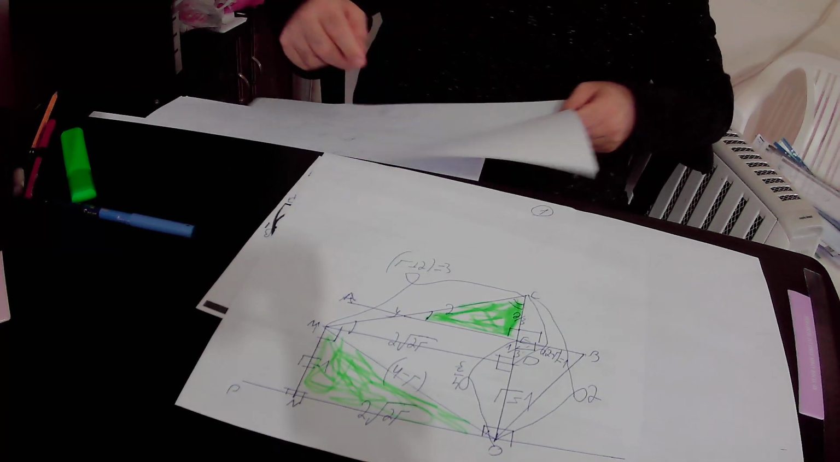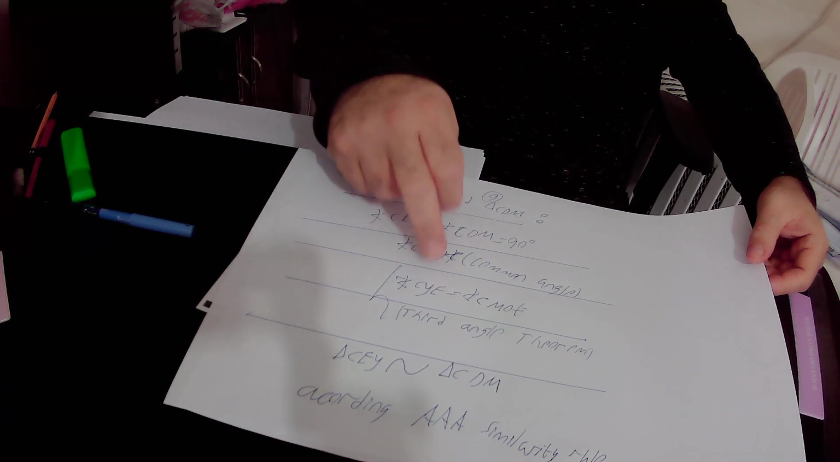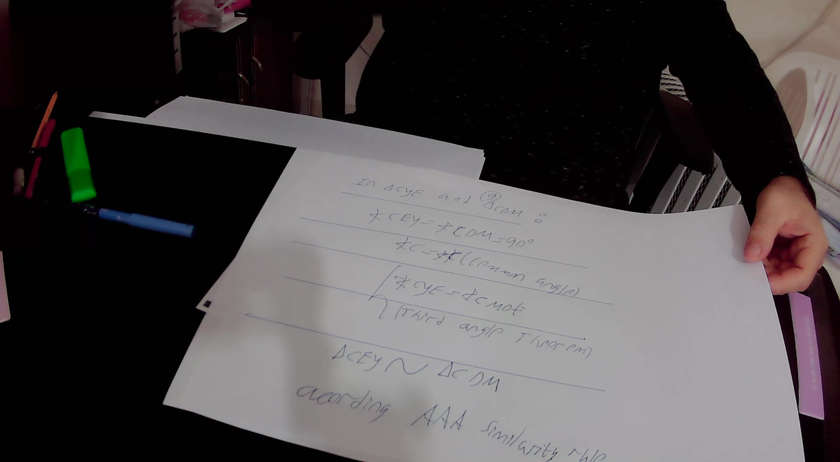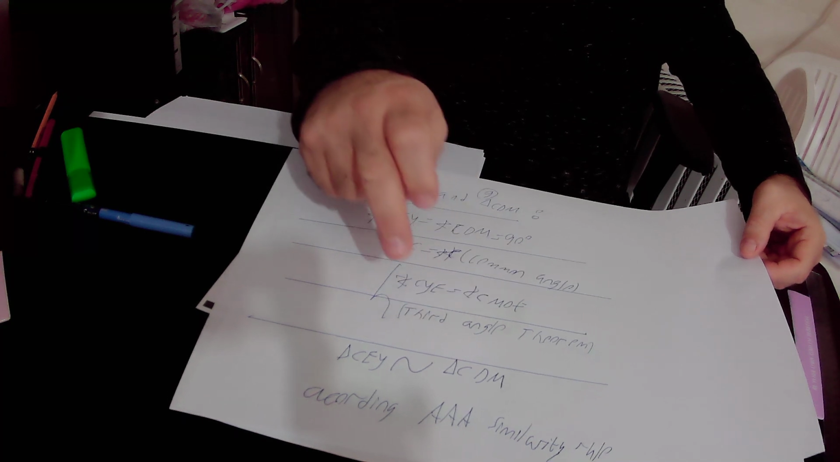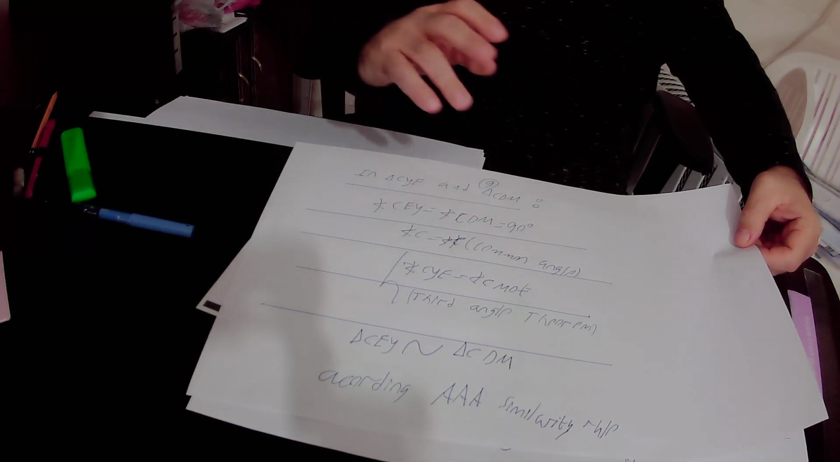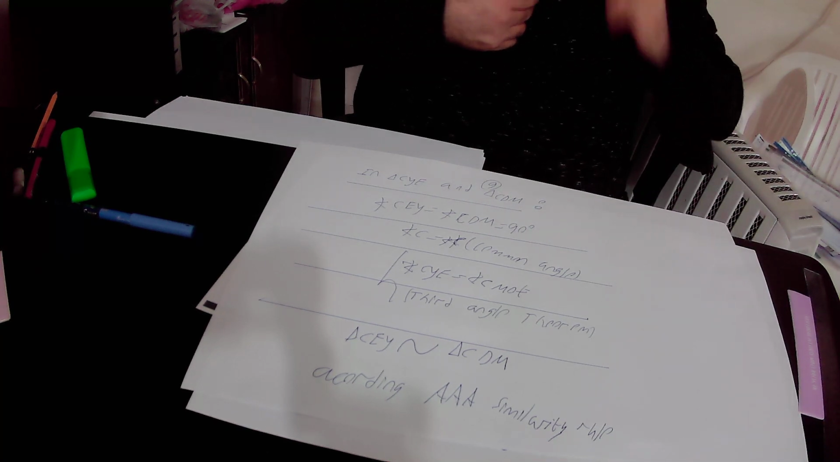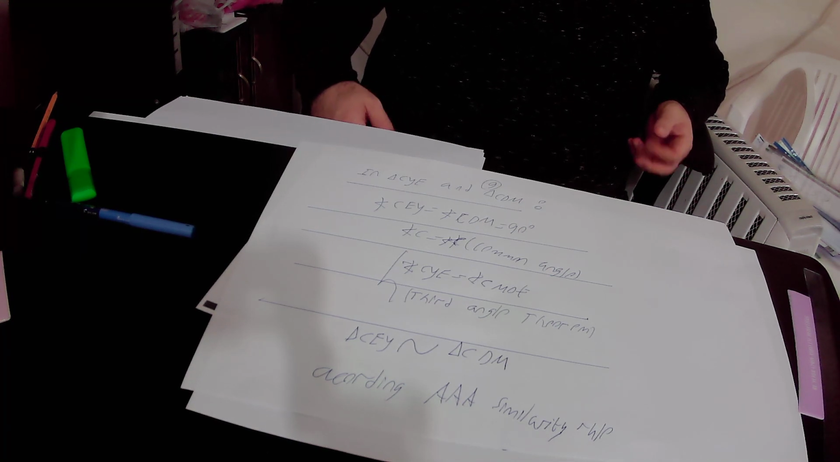Okay, so we actually proved that all three angles in triangle CYE, 1, 2, 3, are congruent to all three angles, 1, 2, 3, in triangle CDM. Therefore, we proved that triangle CYE is similar to triangle CDM according to the angle similarity rule. And what is the angle similarity rule? The angle similarity rule is that if you prove that all three angles in one triangle are congruent to all three angles in another triangle, then you actually proved that those two triangles are similar to each other.